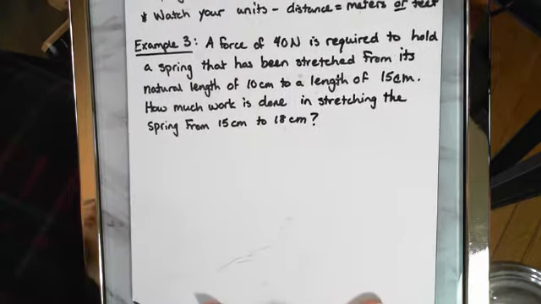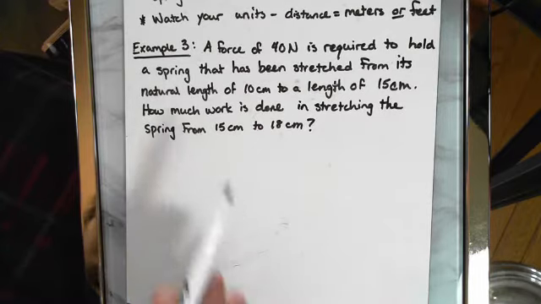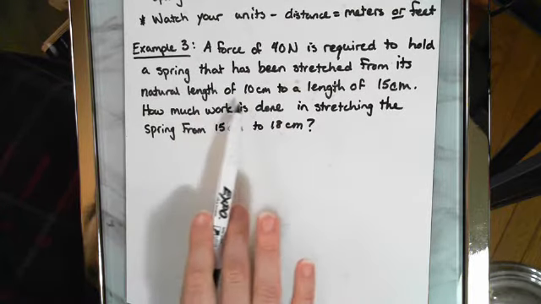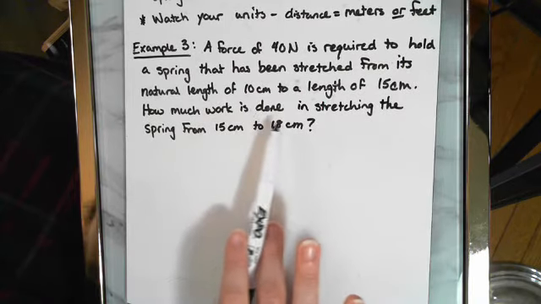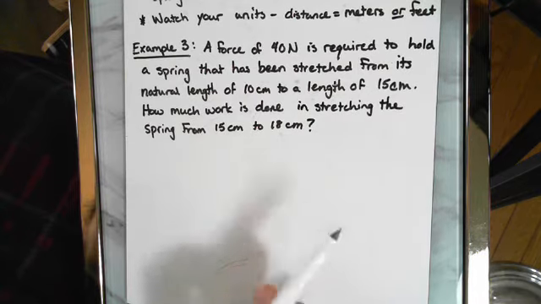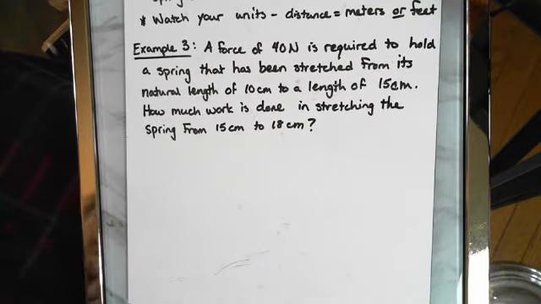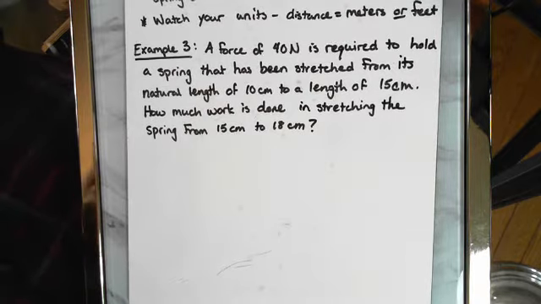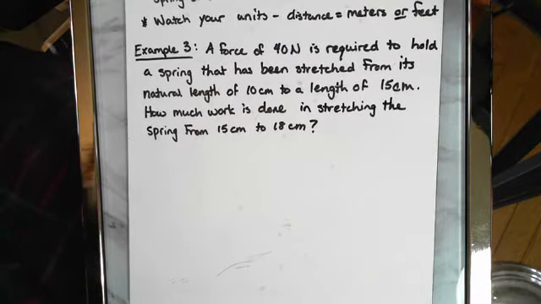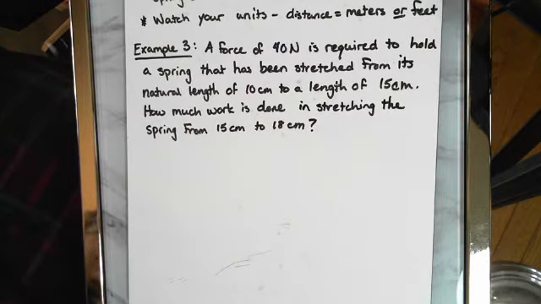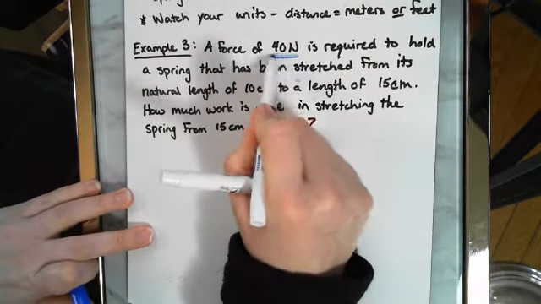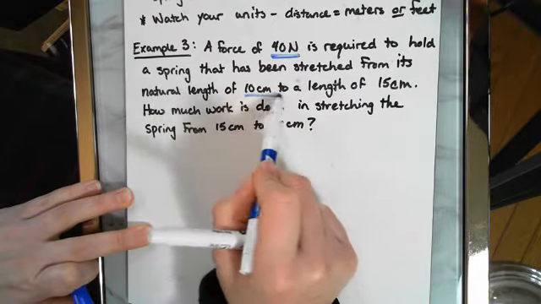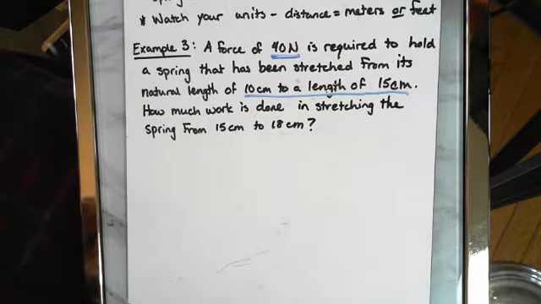Okay, example 3 says a force of 40 newtons is required to hold a spring that has been stretched from its natural length of 10 centimeters to a length of 15 centimeters. How much work is done in stretching the spring from 15 to 18 centimeters? So the first part of this gives you a value for force, and it also gives you a length change. Okay, and x represents that length. So we have 40 newtons for force, and we know it's been stretched 5 total centimeters.